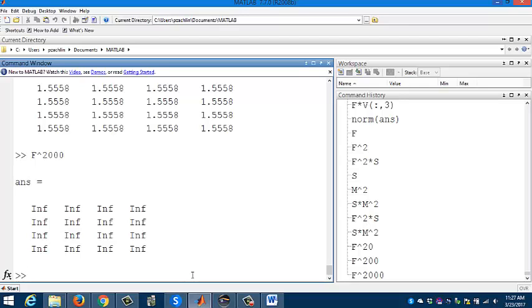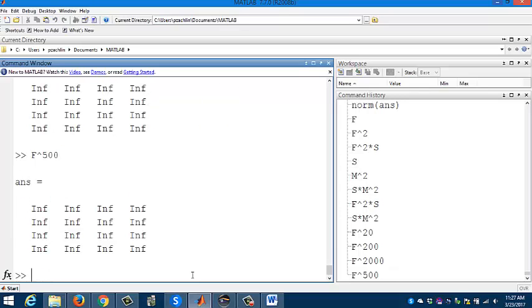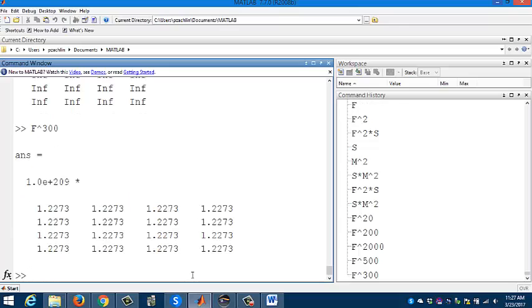What's that mean? Applying the transformation is that infinitely small? Or infinitely large. Probably infinitely large. That's interesting, actually. What did we just do? We did 200 last. Let's try 500. Too big. 300. Oh, yeah, look. It's 1 times 10 to the 209th times this stuff.